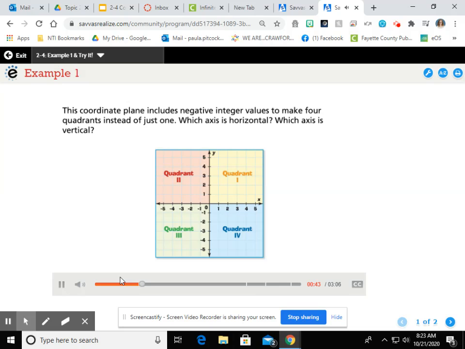This coordinate plane includes negative integer values to make 4 quadrants instead of just 1.